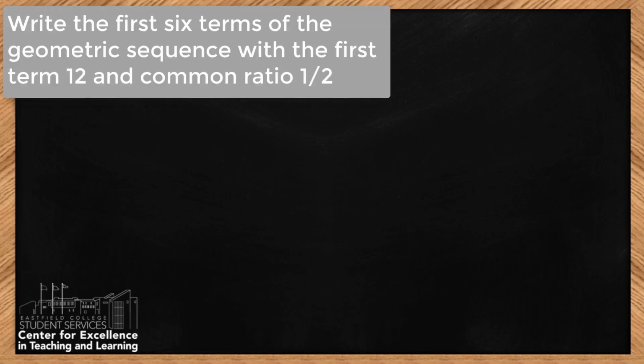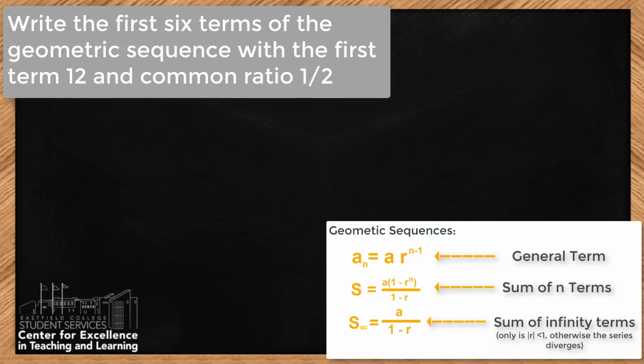This video will be about writing terms of a geometric sequence. And the problem says, write the first 6 terms of the geometric sequence, with the first term 12, and the common ratio is 1/2. So in a geometric sequence, remember that the sequence gets its name because to get from one term to the next, you're using a common ratio and multiply.